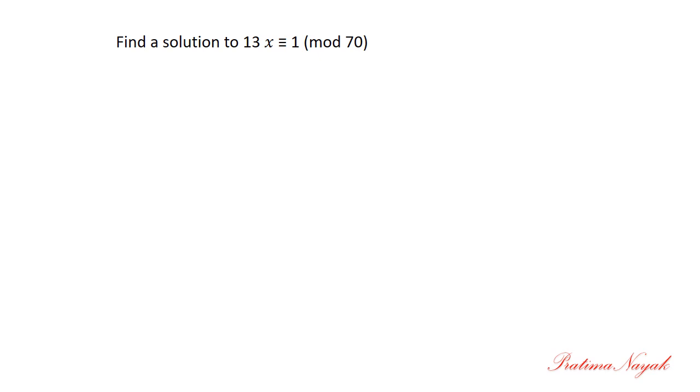Next question from the Olympiad. Find the solution to 13x is congruent to 1 modulo 70. Now we will first break 70 as a product of primes, 2 multiplied by 5 multiplied by 7. So we will break the problem into 3: 13x is congruent to 1 modulo 2, 13x is congruent to 1 modulo 5, 13x is congruent to 1 modulo 7.